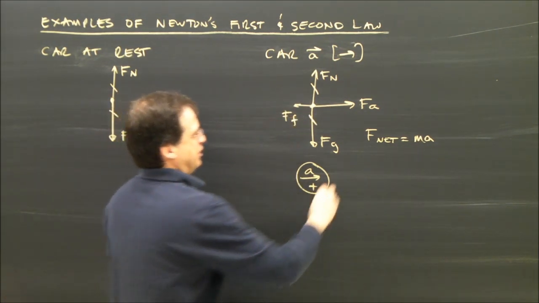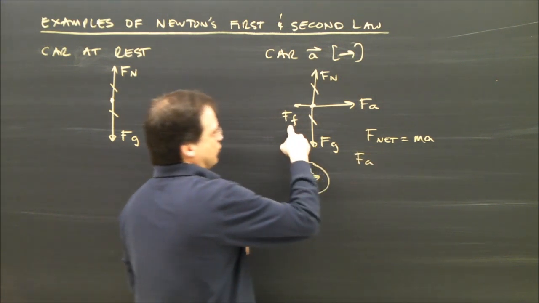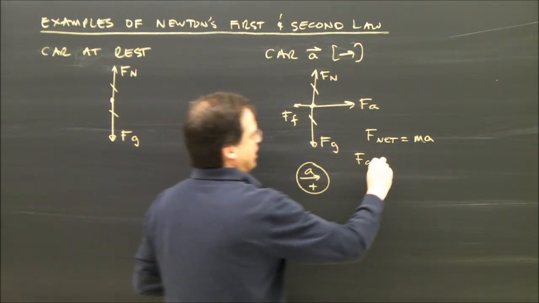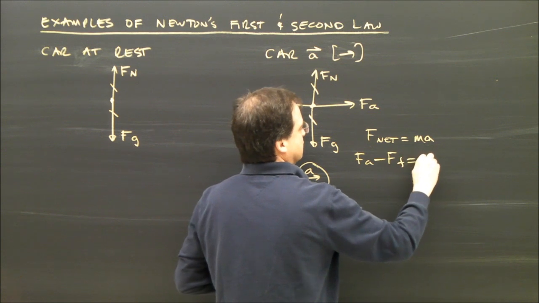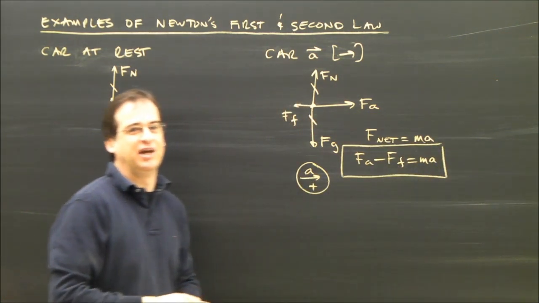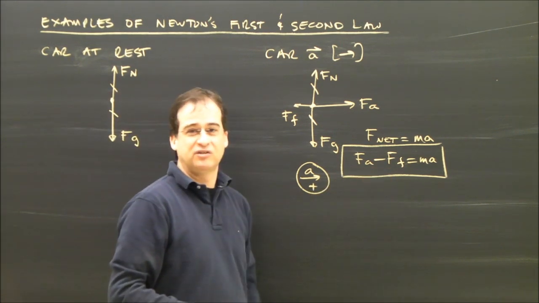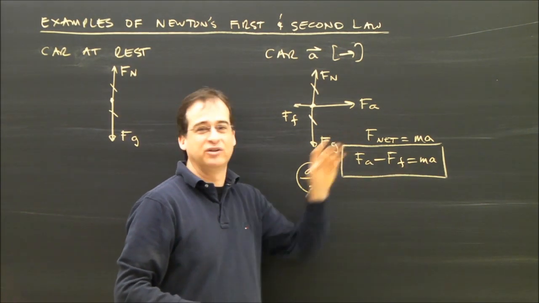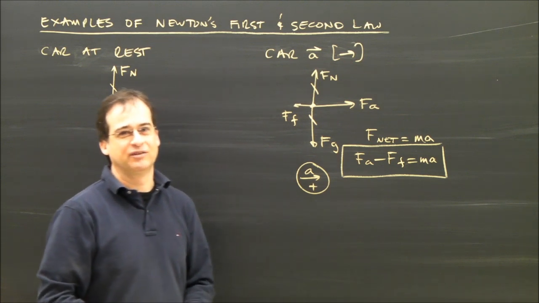Fa is positive. Force of friction is backwards, so it's negative. So Fa minus force of friction equals ma. I could solve for the friction if I wanted. I could solve for the mass of the object or the acceleration. This is the equation that's going to give it to me.